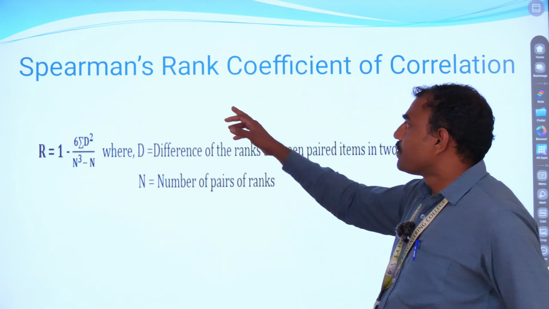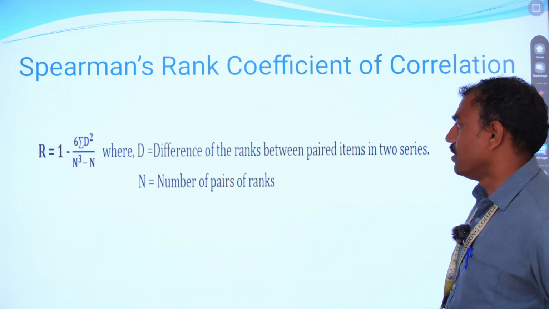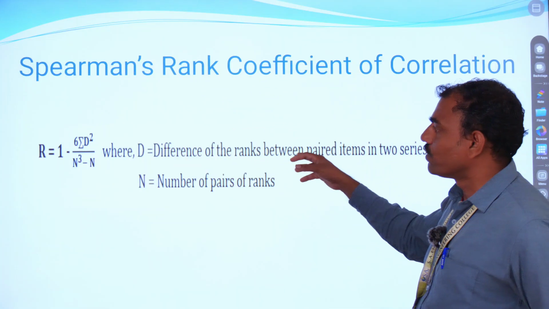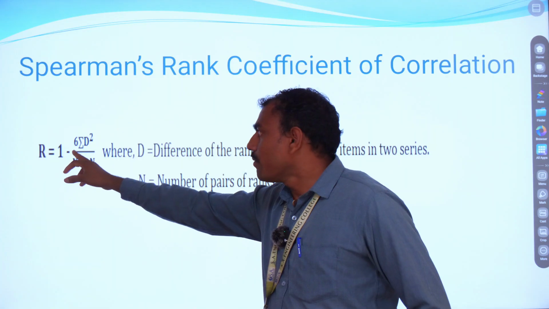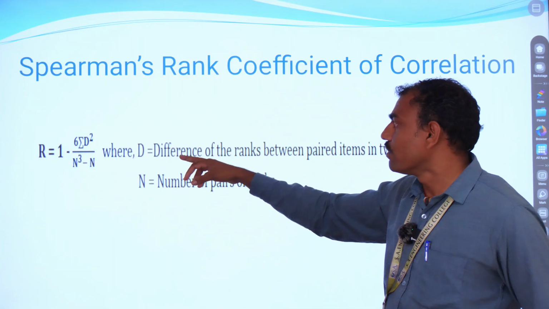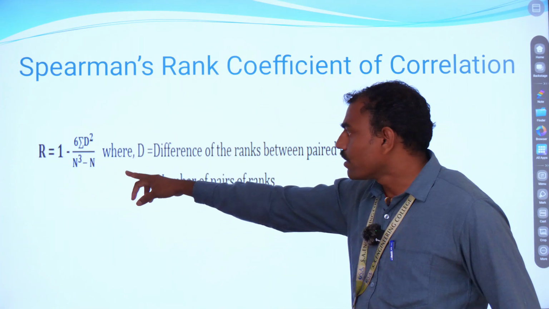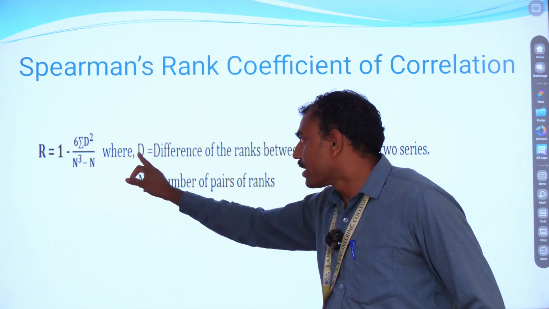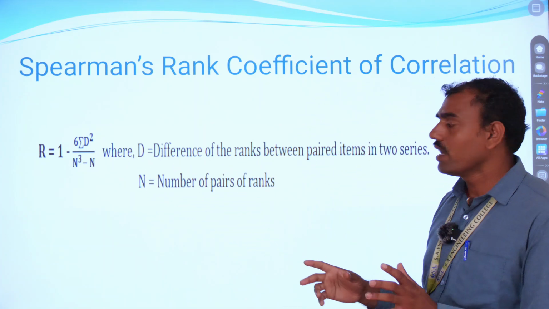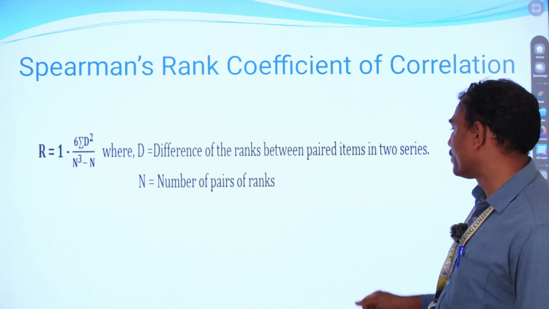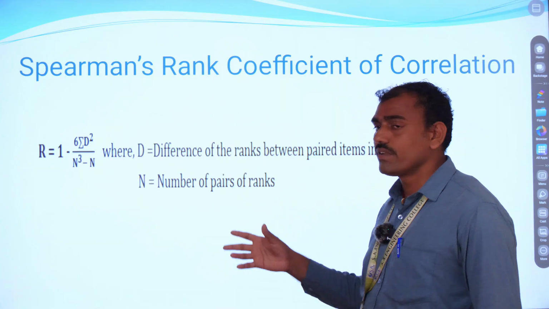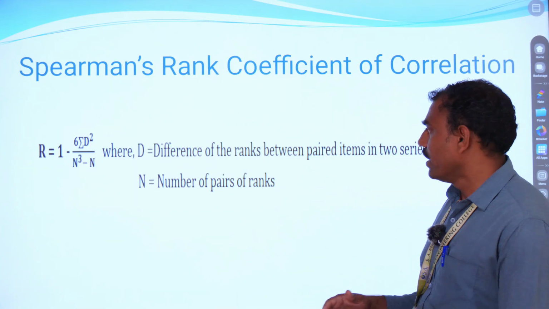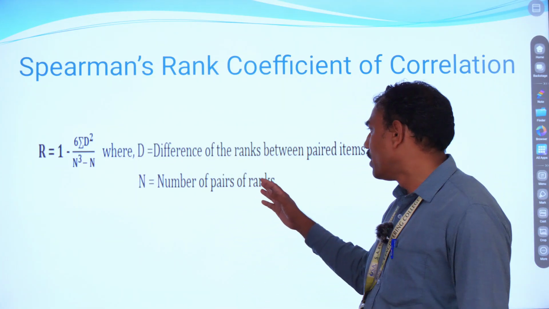Next, Spearman rank correlation coefficient. The formula is r equal to 1 minus 6 into summation of d squared divided by n cubed minus n. Here d equal to the difference of the ranks between the pair of items, so d equal to the difference of the two ranks. And n is the number of pairs of ranks.